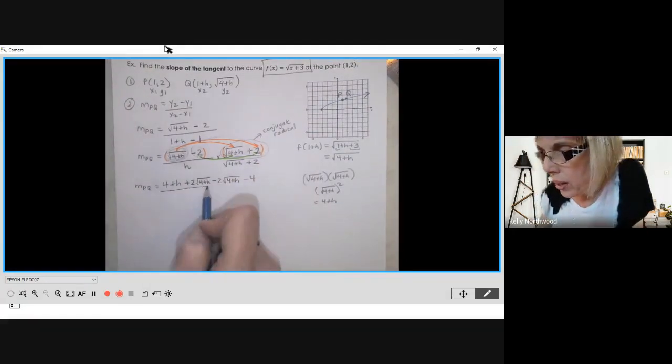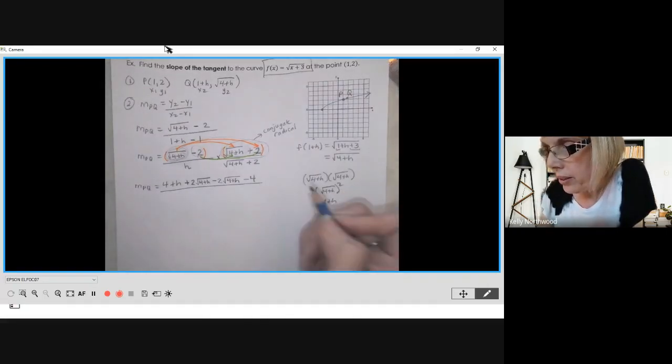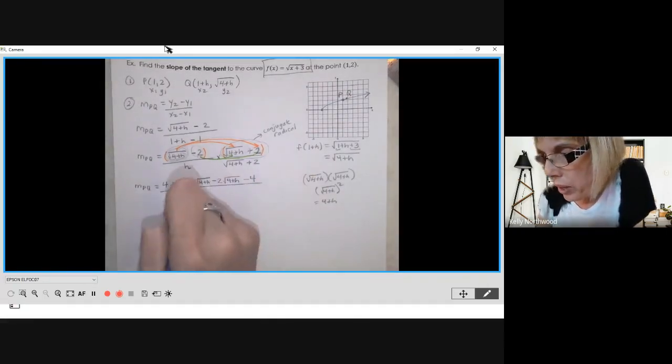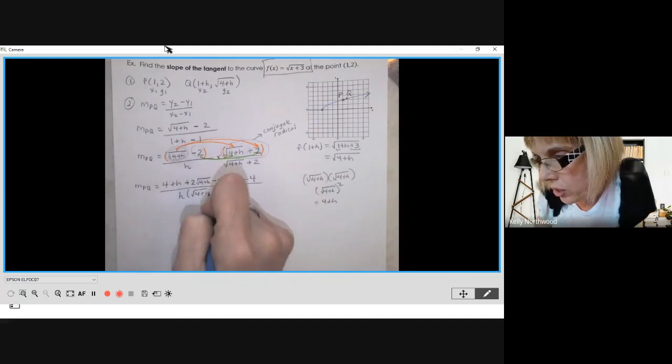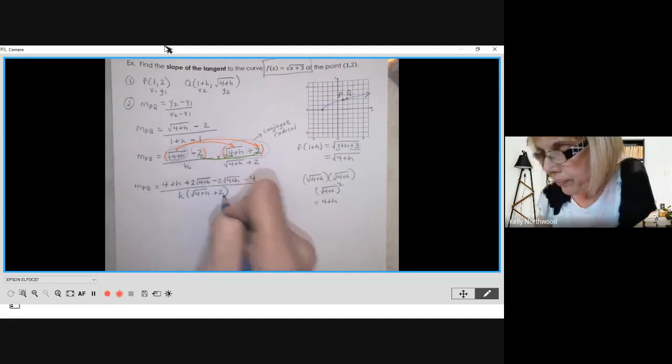So I multiplied the tops together using FOIL. The bottoms, I'm not going to do that though. I'm not going to expand. I'm just going to show it as that problematic h multiplying by the root of 4 plus h plus 2.